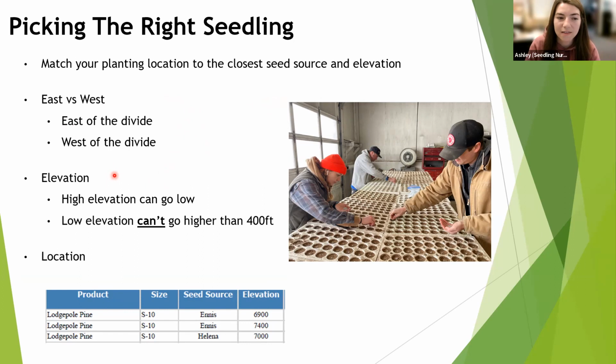Elevation is, I think, the most important factor when planting your seedlings. High elevation seedlings can go low. Low elevation seedlings cannot go higher than roughly 400 feet is what is recommended in the forestry industry. So here's just a little example of lodgepole pine, the size, 2 different seed sources, and 3 different elevations.